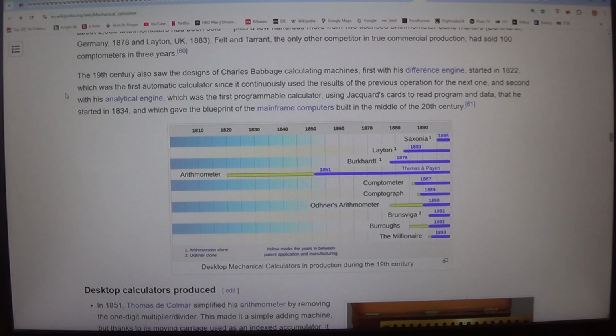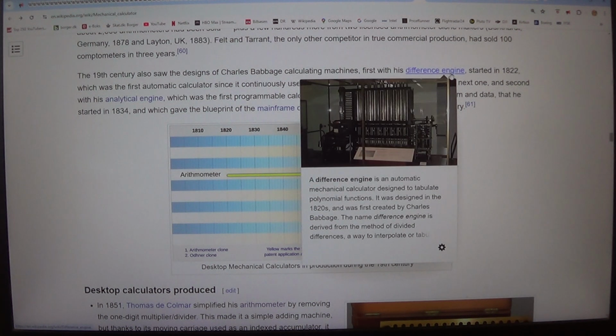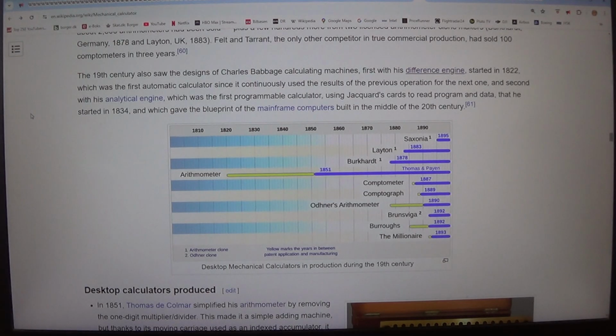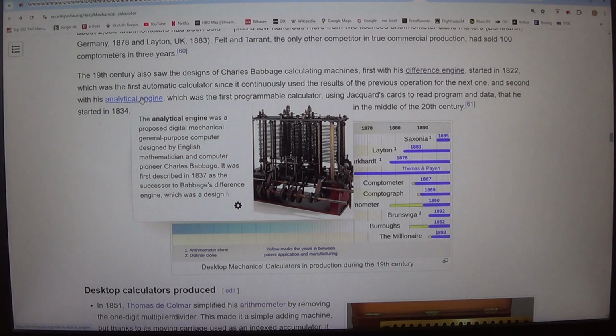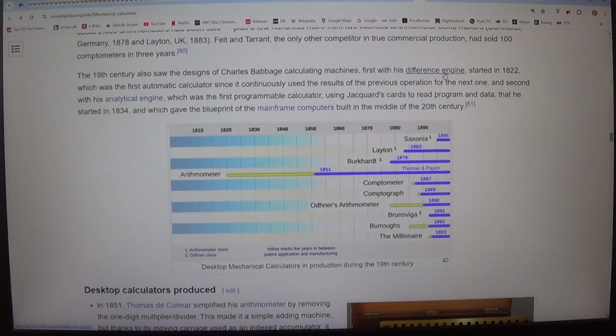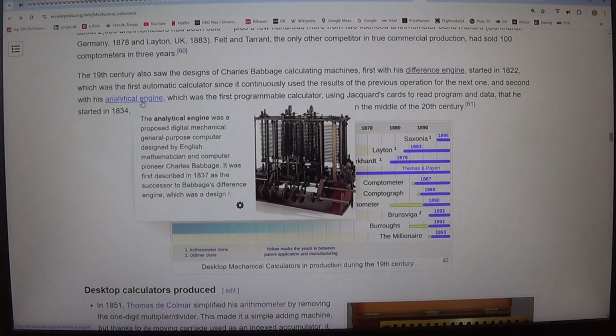The 19th century also saw the designs of Charles Babbage calculating machines, first with his difference engine, started in 1822, which was the first automatic calculator since it continuously used the results of the previous operation for the next one, and second with his analytical engine, which was the first programmable calculator, using Jacquard's cards to read program and data, that he started in 1834, and which gave the blueprint of the mainframe computers built in the middle of the 20th century.